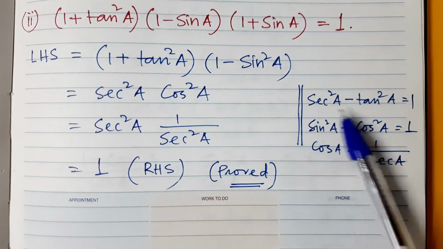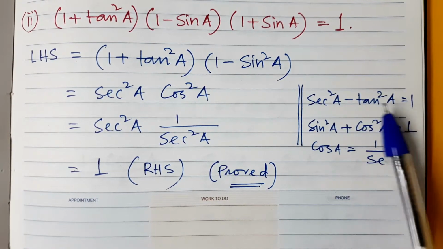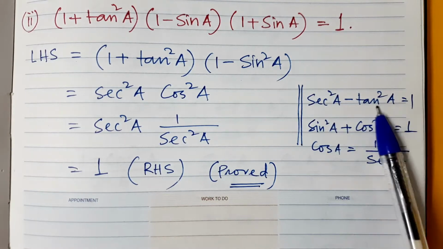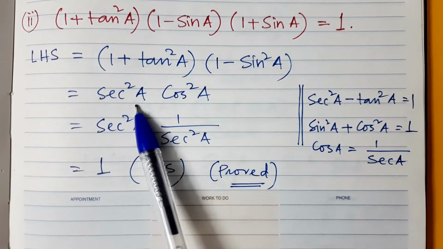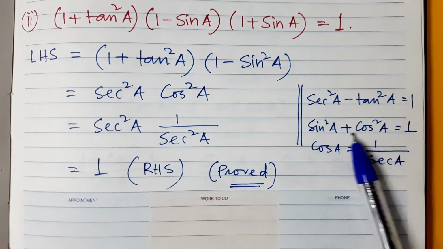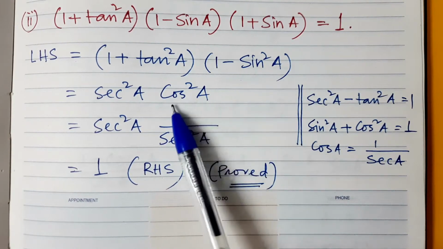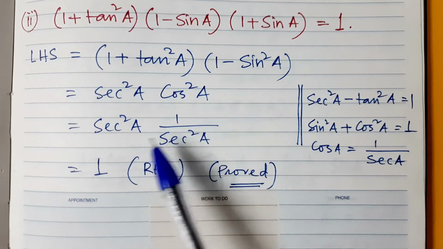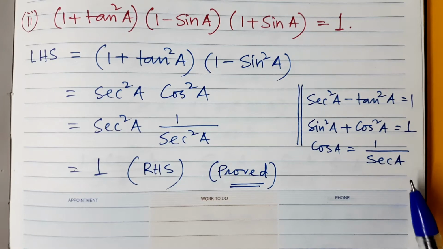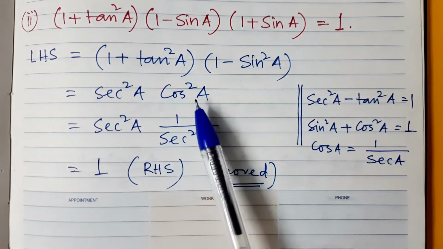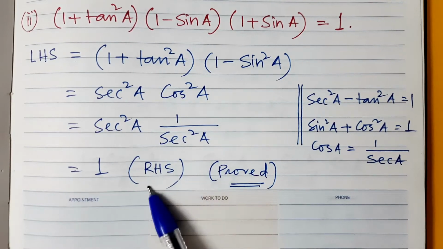Now we know that sec square a minus tan square a is equal to 1. From there we can write 1 plus tan square a equal to sec square a. So instead of this I am just writing this. And similarly sine square a plus cos square a is 1. From there, 1 minus sine square a is nothing but cos square a. And also we know that cos a is 1 by sec a. So instead of this cos square a I am writing 1 by sec square a. So this will be 1. This is the right hand side.